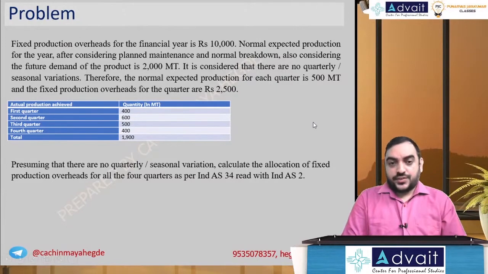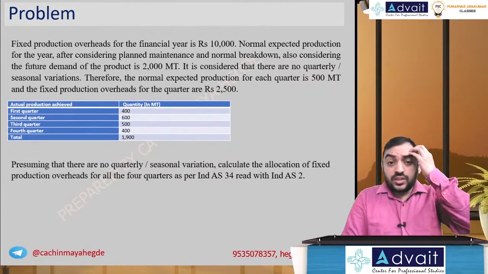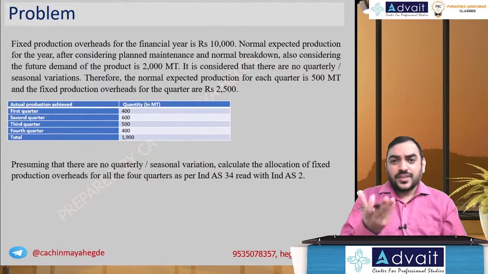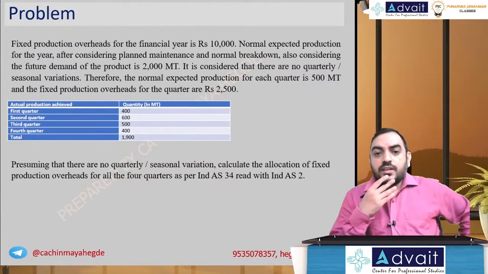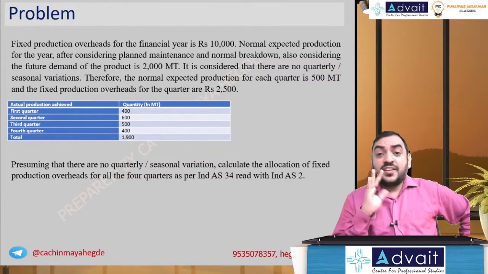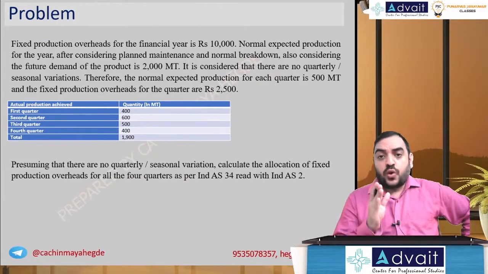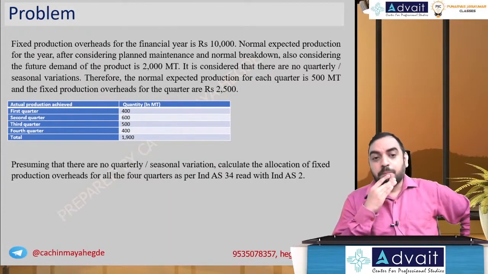Fixed production overheads for the financial year is rupees 10,000. Normal expected production for the year after considering the maintenance and normal breakdown, also considering the future demand for the product, is 2,000 metric ton. Problem like this I would have solved earlier, but still anyway, let's solve this one. It is considered that there are no quarterly or seasonal variations. Therefore, normal expected production for each quarter is 500 metric ton, and the fixed production overheads for the quarters are 2,500.